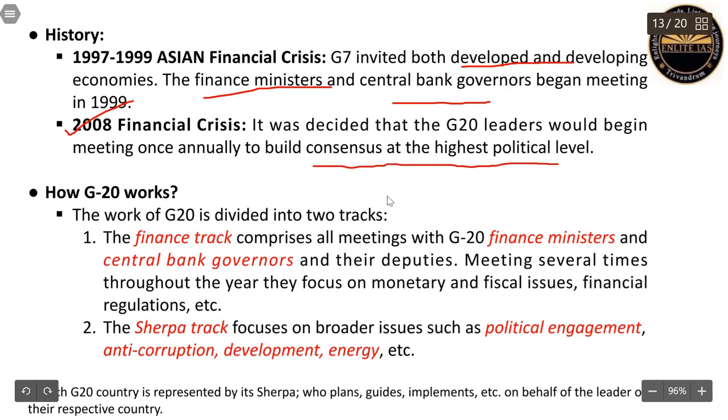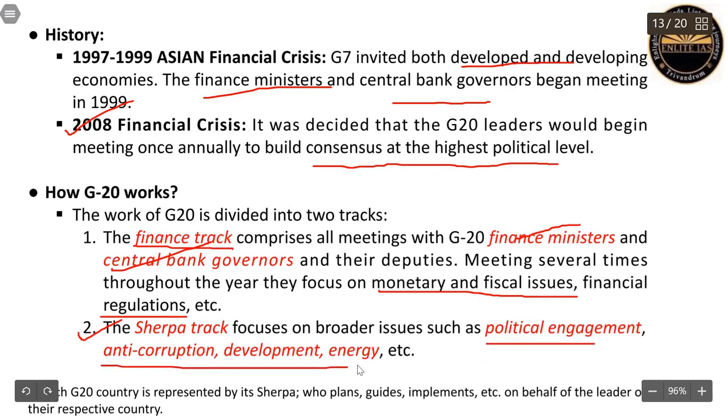So how does the G20 work? It works on two tracks. First is the finance track, which comprises the finance ministers and the central bank governors of the particular countries, and they mainly discuss issues related to monetary and fiscal issues, financial regulations, etc. The next is the Sherpa track, which is basically dealing with broader issues of political engagement, anti-corruption, development, energy, etc.